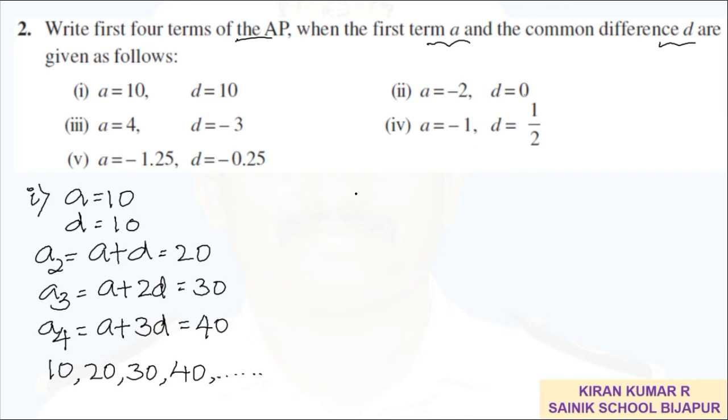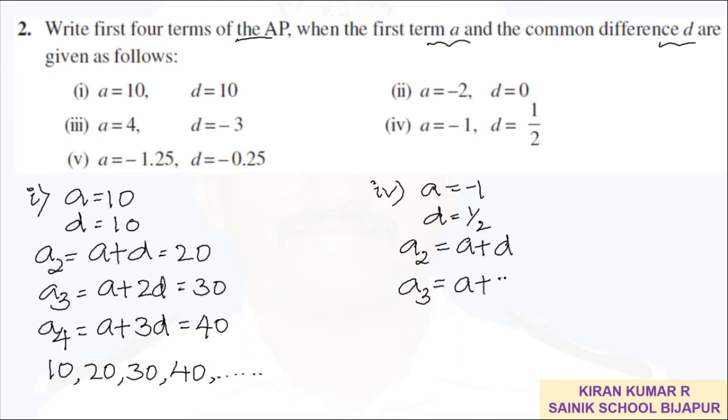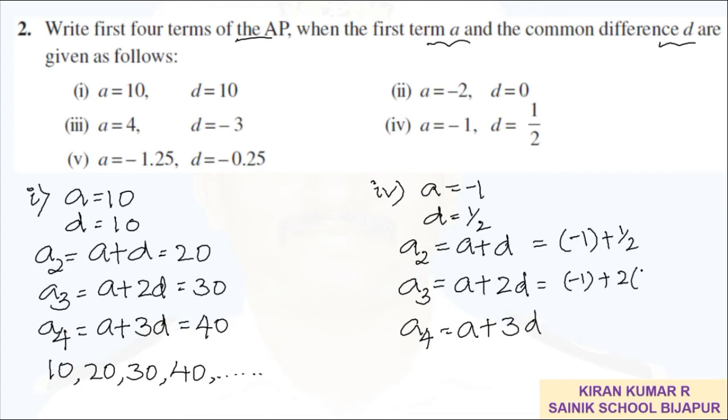Let me take one more, say the fourth one. A value is -1, D value is positive half. The second term A2 is A plus D. The third term A3 is A plus 2D. And the fourth term is A plus 3D. Let me substitute in each one of them. -1 plus half. -1 plus 2 times half. -1 plus 3 times half. Let me find it out.